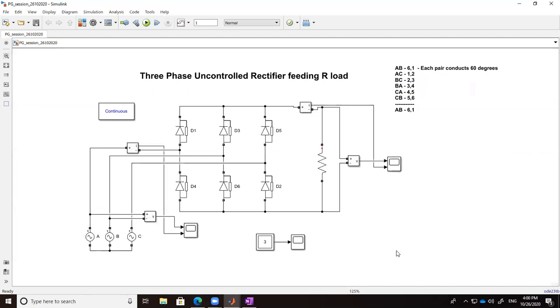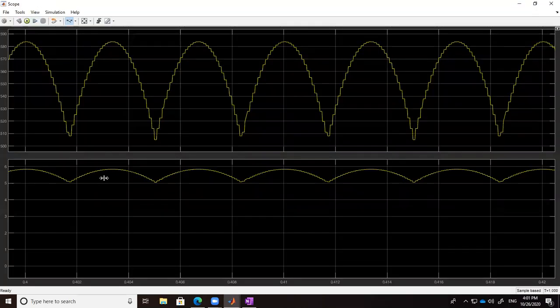Now, did I address your concern or your query? Okay. So basically, as I said, in the output, you will see 6 humps for 6 different combinations, right? So your voltage and current will look like this. So output voltage has frequency 6 times that of the fundamental.